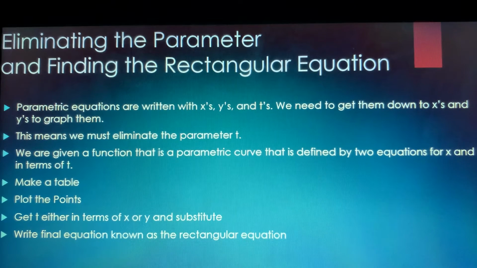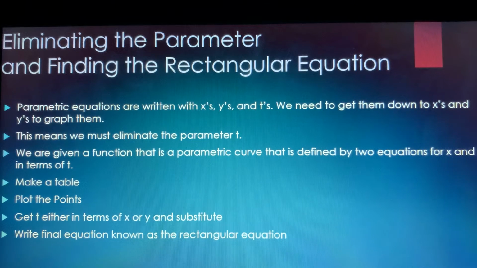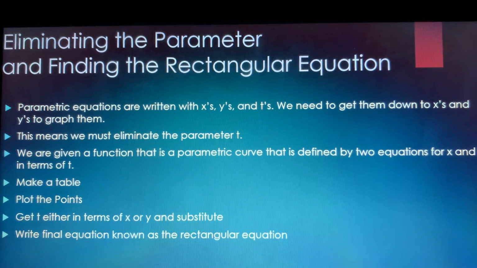So parametric equations are written with x's, y's, and t's. We need to get them down to just x's and y's to graph them. Now, this means we must eliminate the parameter t. So we'll be given parametric equations, one x equation and one y equation written in terms of t, like t squared or t minus 2, something like that. But we need to get it so it's just x and y so we can graph it.